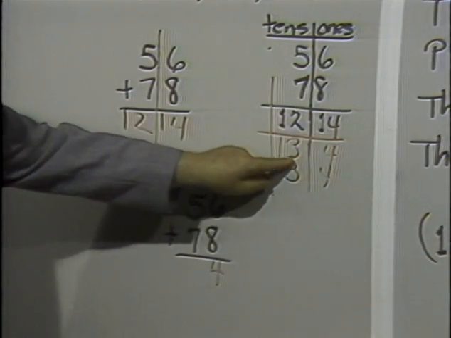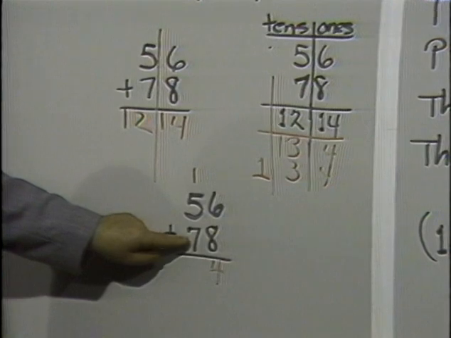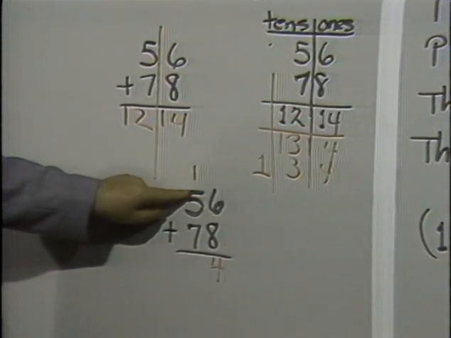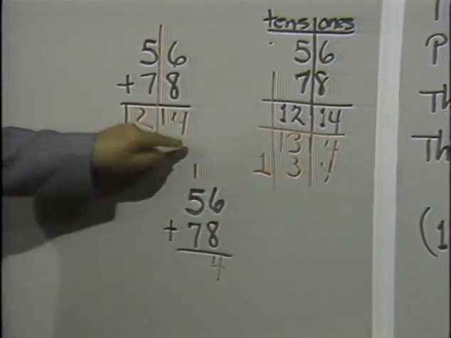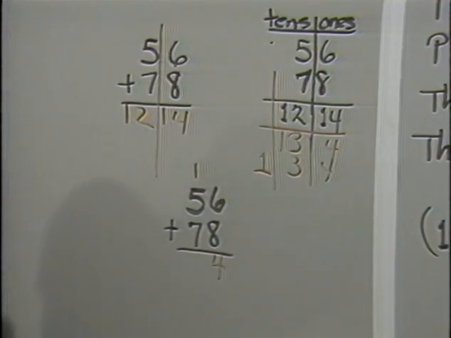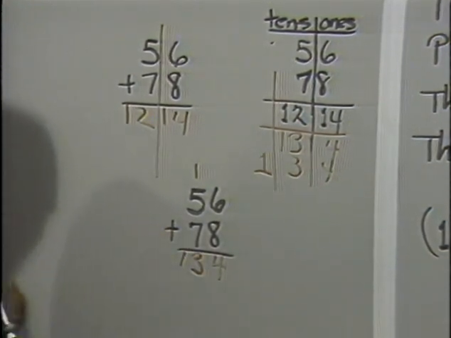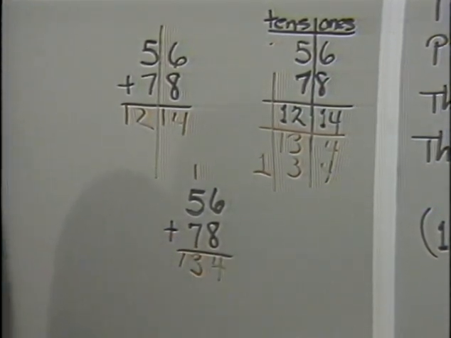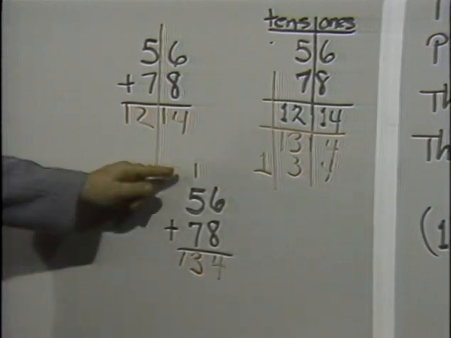4 ones and 1 more 10. Then you say what? 7 and 5 are 12. 12 what? 12 tens, and 1 more 10 is 13 tens. And now suddenly the answer is 134. You see the idea here?